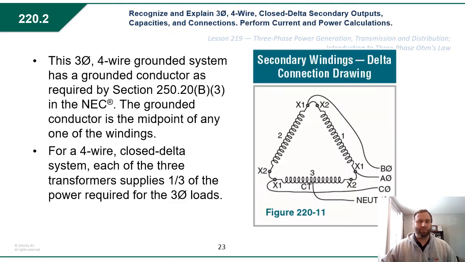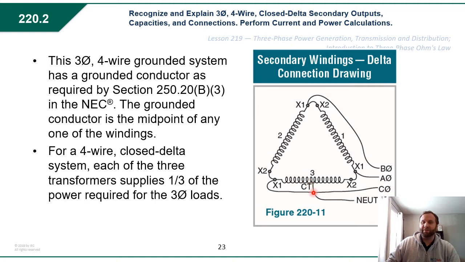Moving on up. This 3-phase 4-wire grounded system is known as the delta high leg. This is an example of a delta high leg here. You'll note that we have a neutral conductor on the center tap of transformer number 3. Because we have that neutral on the center tap of transformer number 3, we have 3 separate voltages allowed by this system, only 2 of which we are allowed to use when it comes to utilizing it for equipment.